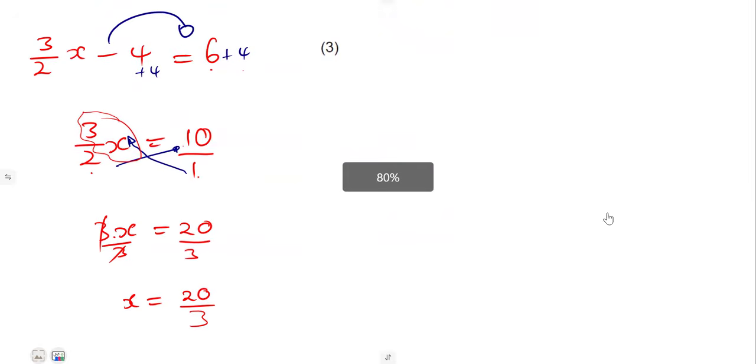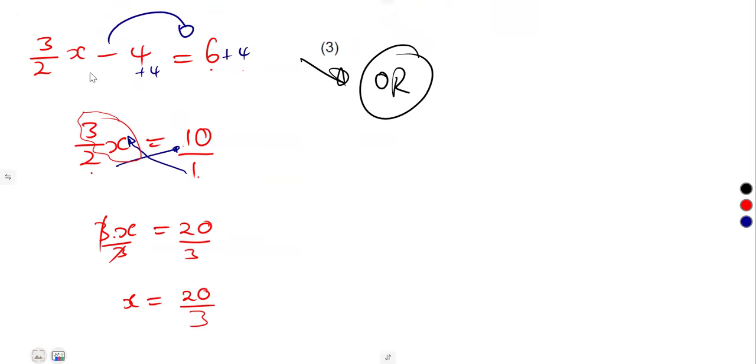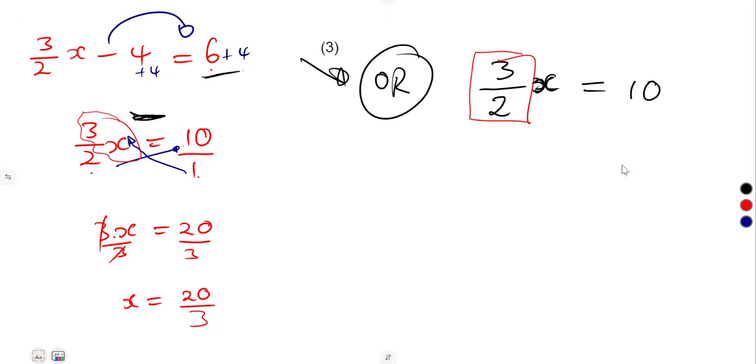We could have answered this question at this stage where we took this one to the other side and we've got a 10. At this stage where we've got 3 over 2x, which is equal to 10, instead of cross multiplying, we just ask ourselves, guys, we need to get rid of this 3 over 2. So what is its reciprocal? Just interchange: 2 to the numerator, 3 to the denominator. So you multiply by 2 over 3 both sides.